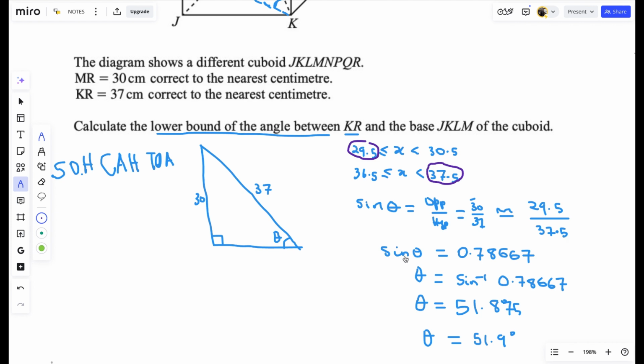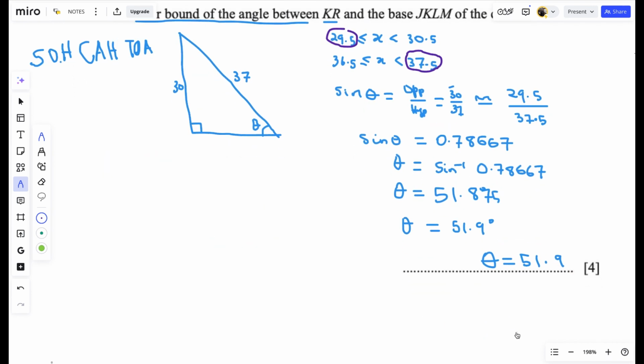So sine theta equals 0.78667. Theta equals the sine inverse of this value. To press sine inverse, press second function or shift on your calculator before you press sine. It will change this value to 51.87, which is approximately 51.9 degrees. So you get 51.9 degrees and you will be good for this question.